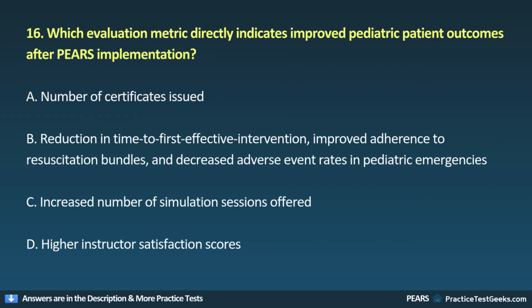16. Which evaluation metric directly indicates improved pediatric patient outcomes after PEARS implementation? A. Number of certificates issued. B. Reduction in time to first effective intervention, improved adherence to resuscitation bundles, and decreased adverse event rates in pediatric emergencies. C. Increased number of simulation sessions offered. D. Higher instructor satisfaction scores.